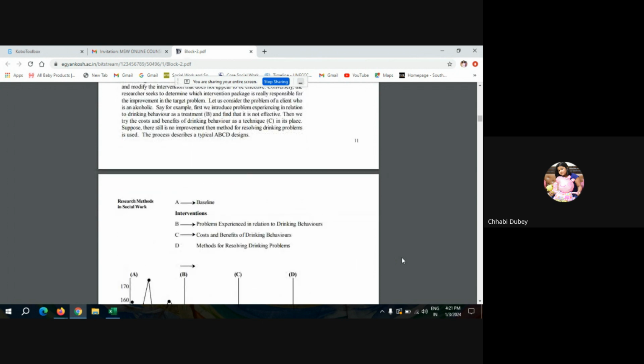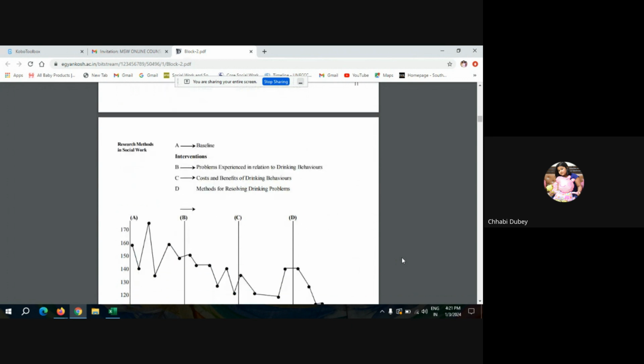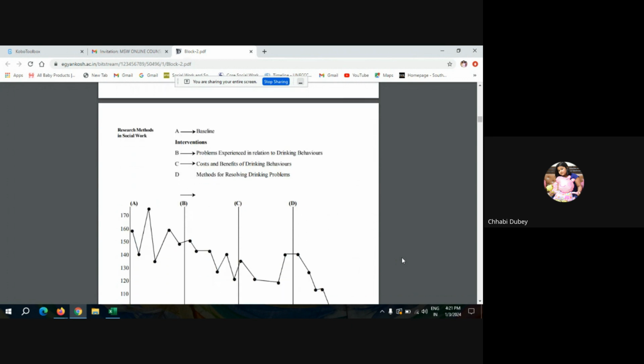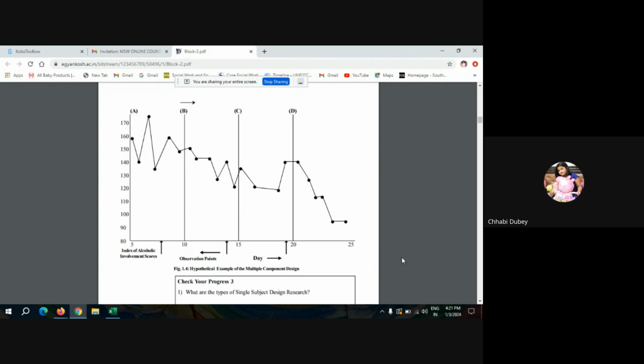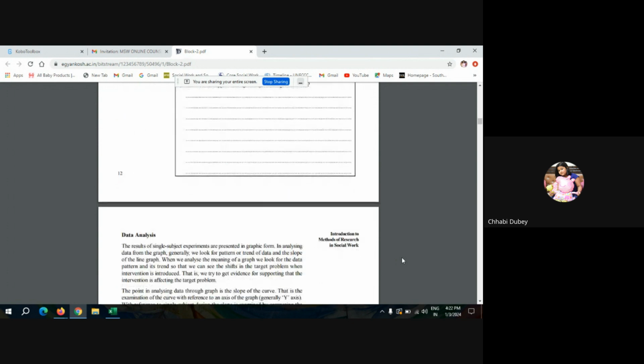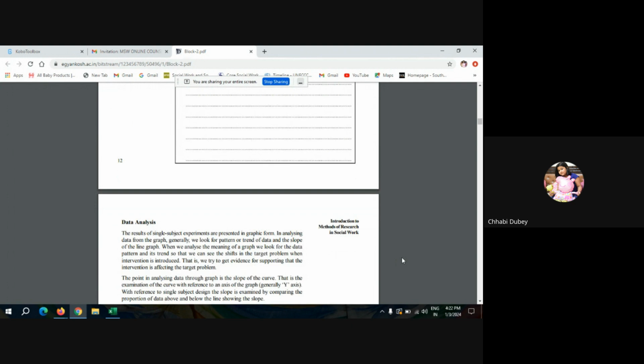Now, ABCD, though it is a very effective design, generally it is not used too much for research purposes, simply because it is quite time consuming. It is also quite expensive, because here you have to actually plan different alternatives, and it becomes very, very complicated also. So it requires a very skilled researcher to actually plan this design.